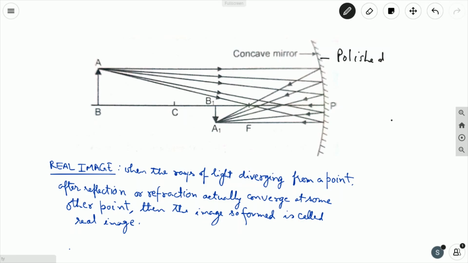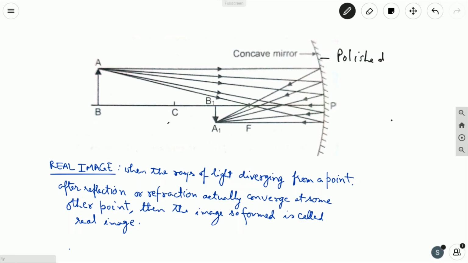So here, rays of light diverge from the object AB, and after diverging they will strike the reflecting surface of the mirror. After striking the reflecting surface of the mirror, they will try to converge. They will try to meet at some other point, and this converging point or meeting point is called the real image of the object AB.